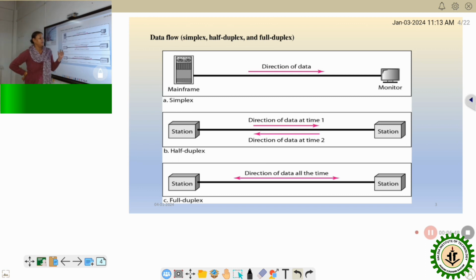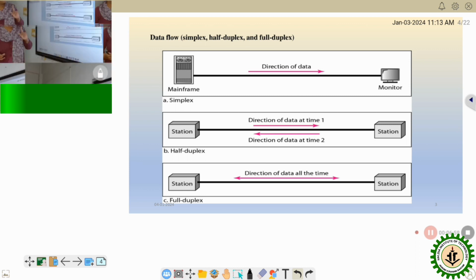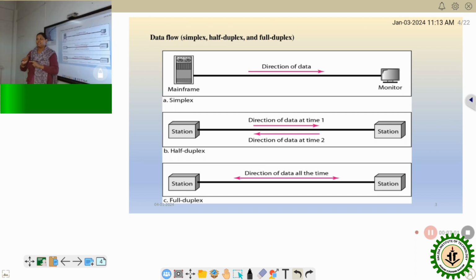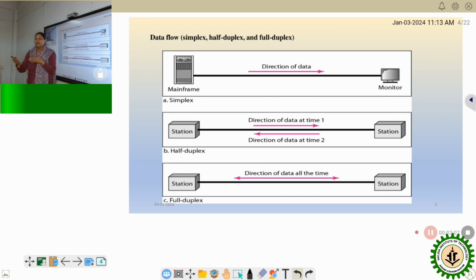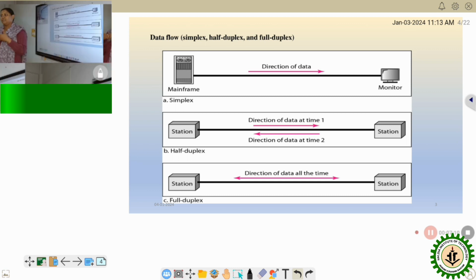Half duplex is, as per the diagram, you check both the stations are present, the sender station and the receiver station. Two-direction communication is also present, that is both-way direction, but the time instance is different. Simultaneously, or in parallel at a single instance of time, both ends cannot send data.